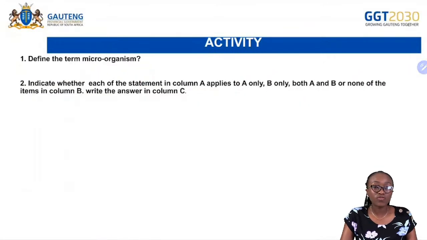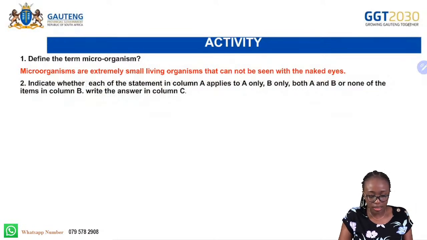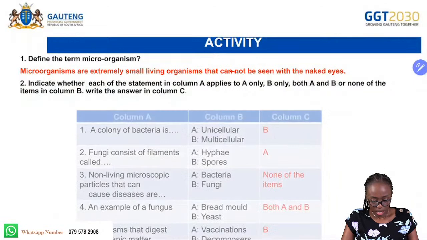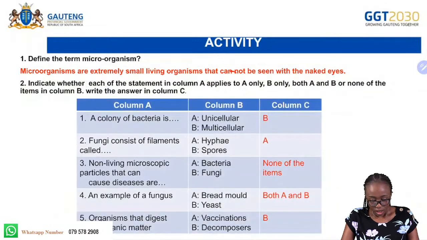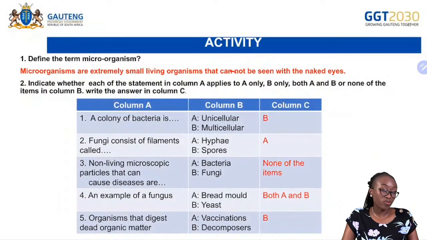Now we needed to define the term microorganism. Microorganisms are extremely small living organisms that cannot be seen with the naked eye. And then indicate whether the statement in column A applies to A only, B only, both A and B, or none of the items in column B, and then write the answer in column C.